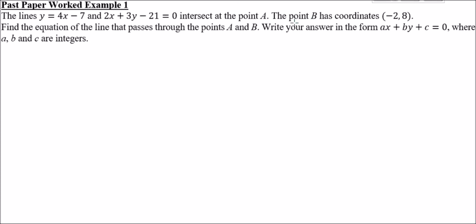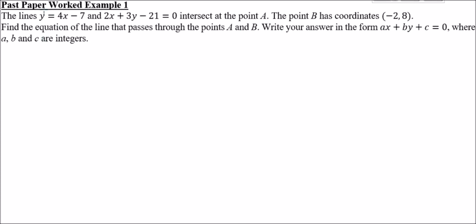It then goes on though. We've got this new point B, which has coordinates minus 2, 8. Find an equation of a line that passes through the points A and B. Write your answer in the form ax plus by plus c equals 0. That's a new form, isn't it? Where a, b and c are integers.